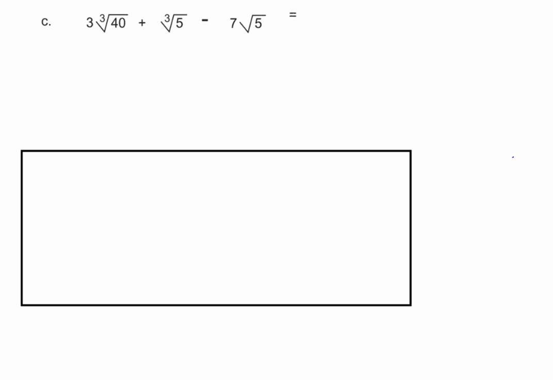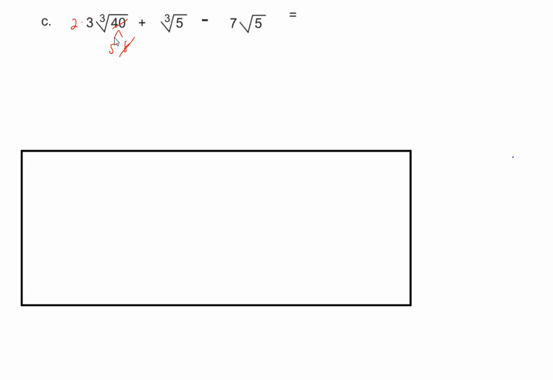Got it? That one doesn't have a whole lot to simplify, right? All you've got is a 40, 5 times 8. Again, most people know the cube root of 8 is 2. If not, keep factoring the 8 till you get 2 times 2 times 2. Again, we get a 2 out.